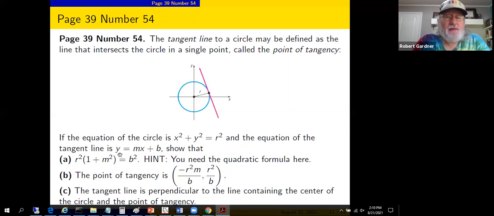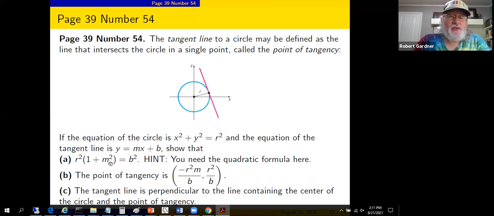Also, by saying the tangent line is of the form y equals mx plus b, they're implying that the slope's defined, so it's not a vertical tangent line. So we'd have a vertical tangent line if the point of tangency was this rightmost point or this leftmost point. That must not be the case because they've told us to assume the tangent line has that form. Then they ask you to show some stuff.